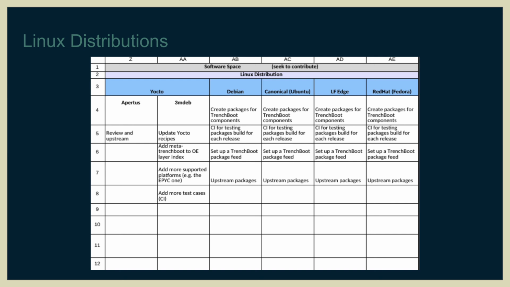Then from there, looking at the other distributions, these are the ones that we are focusing on at this point: Debian, Ubuntu, LFEdge, and Red Hat. Obviously, the big three are there because that will lead to the largest adoption within the general Linux community. And LFEdge is our representation for the IoT Linux distributions that we would like to help adopt these TrenchBoot capabilities that we push into the upstream projects.